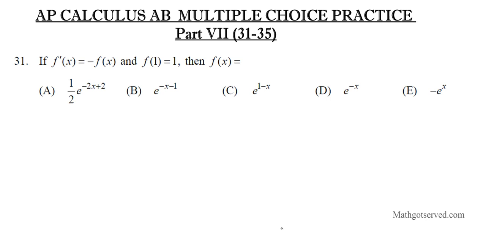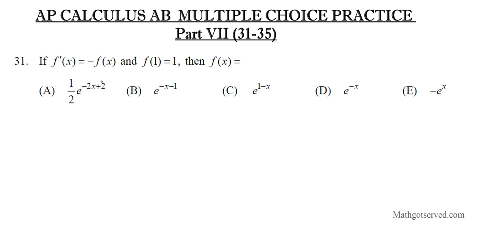All right, so let's see. In question 31, we were told that if f prime of x equals negative f of x and f of 1 equals 1, then what is f of x? This is a differential equation, initial value problem that we can solve by separation of variables, but this notation makes it difficult to really separate your variables.